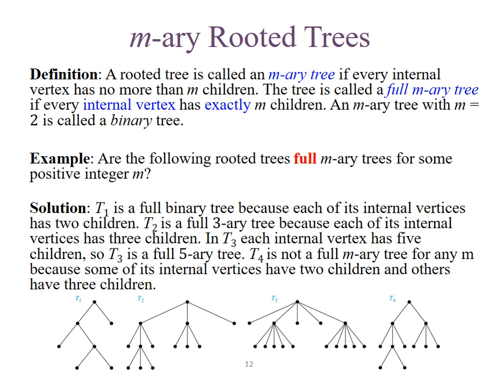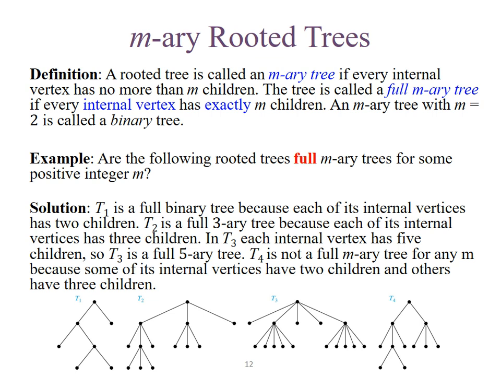And we call this tree a full M-ary tree if every internal vertex has exactly M children. Okay, so basically M-ary tree means how many children the internal vertex has. If it has no more than M children, we call this an M-ary tree. So maybe some internal nodes have 1, 2, 3, 4 up to N children. So we call this an M-ary tree. But if every internal vertex has exactly n children, we call this a full M-ary tree.